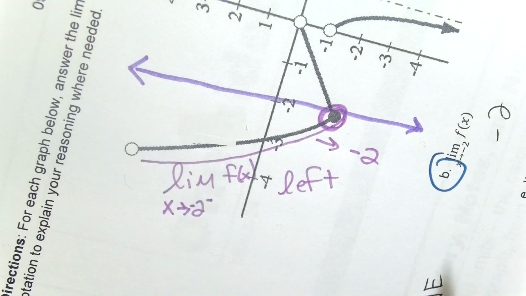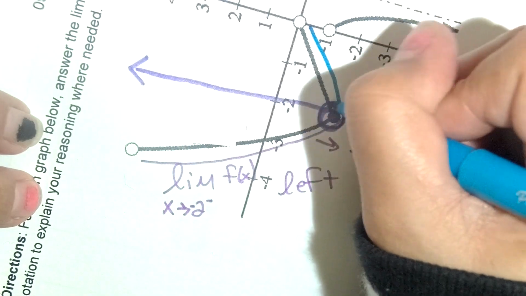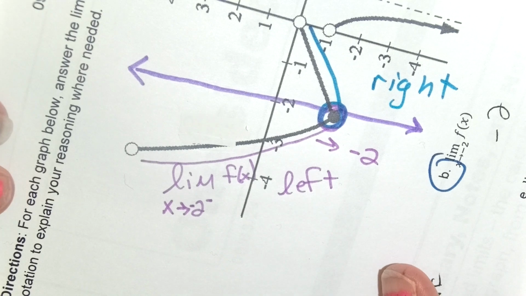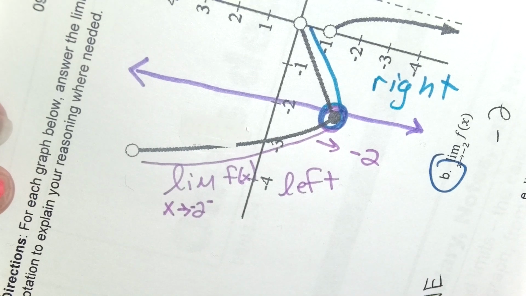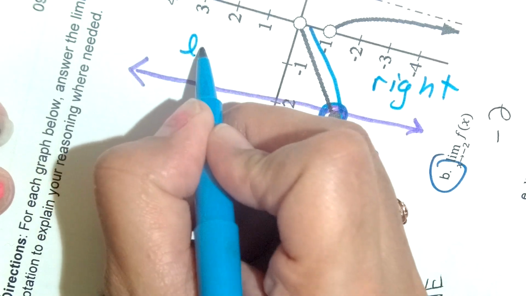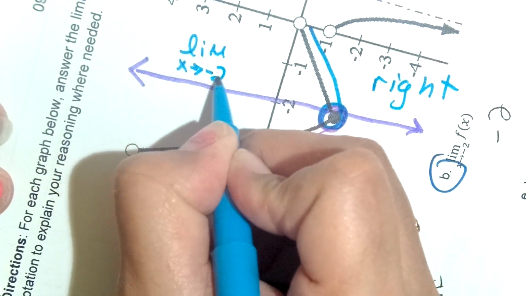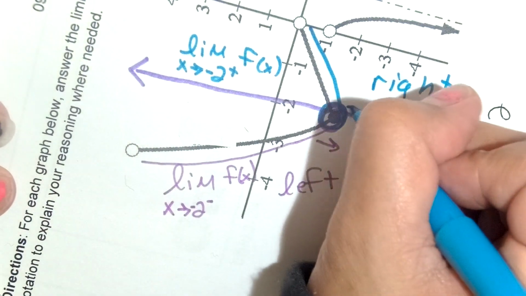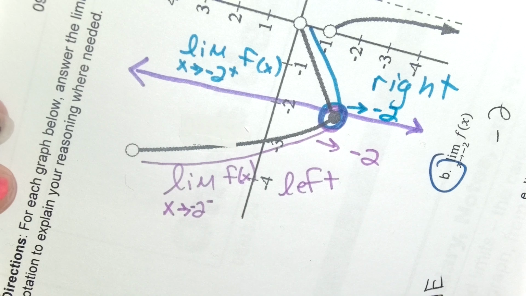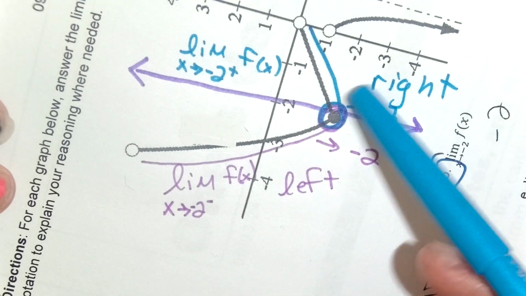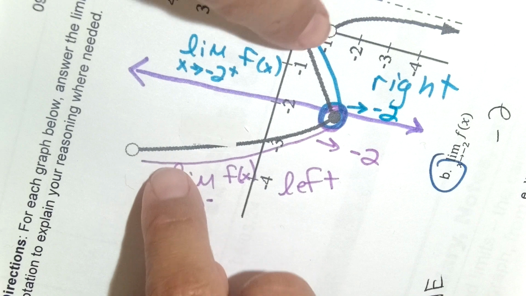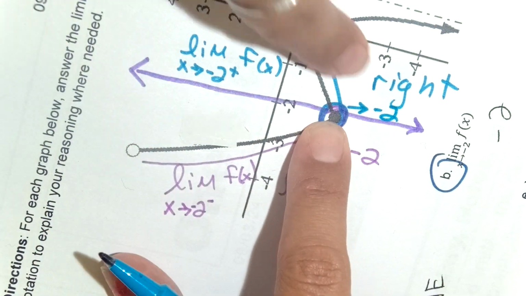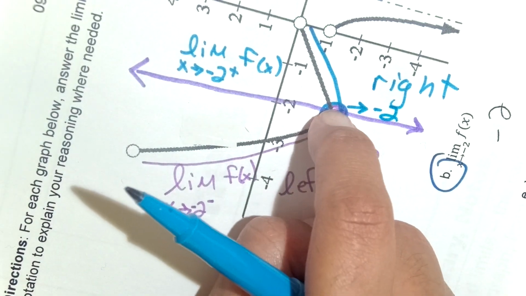Now we're going to go from the right. So I'm going to go here. So this is the right side. This is the limit as x approaches negative 2 from the right. This is also negative 2. So because these two things, like we said before, we go from the left and get to the point, we go from the right and get to the point, then the limit is negative 2.